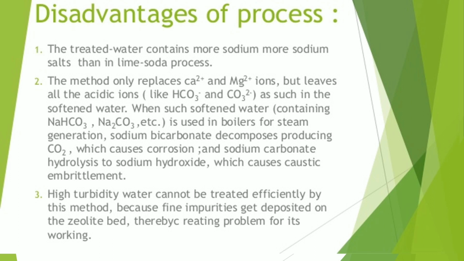When such softened water containing sodium bicarbonate and sodium carbonate is used in a boiler for steam generation, sodium bicarbonate decomposes producing CO2, which causes corrosion, and sodium carbonate hydrolyzes with water to give NaOH, which causes caustic embrittlement. And the last disadvantage of this process is that high turbidity water cannot be treated efficiently by this method, because fine impurities get deposited on the zeolite bed, thereby creating problems for its working.